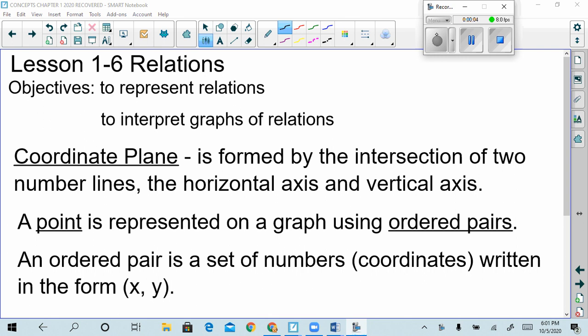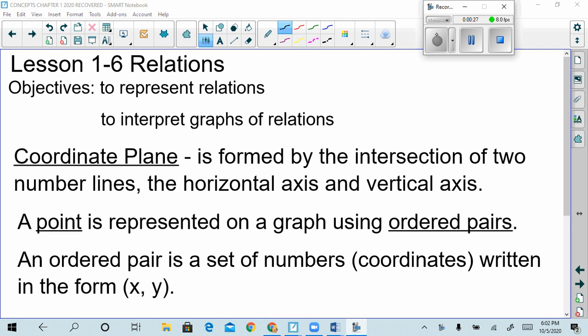Our class meets during period 6 today, and I'll start by answering any questions you have on topics that you want to review before our test on Thursday, or we'll go over any problems from the review packet that need clarification. But then I'm going to move on to our lesson 1-6 on relations.